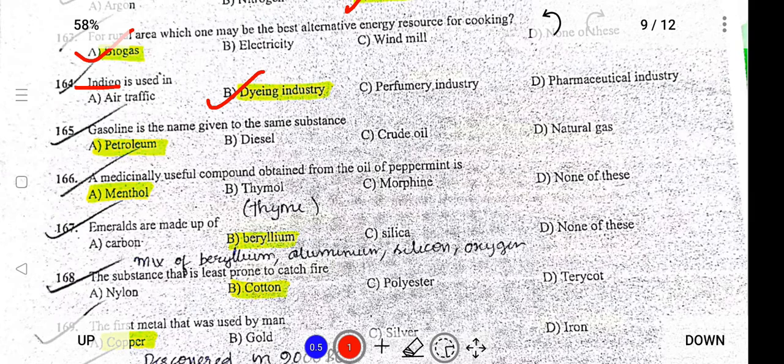Gasoline. In India it is called petrol. However, in the United States and other foreign European countries, it is also known as gasoline. The medicinally useful compound obtained from the oil of peppermint is menthol. Emeralds are made up of beryllium, aluminum, silicon and oxygen.